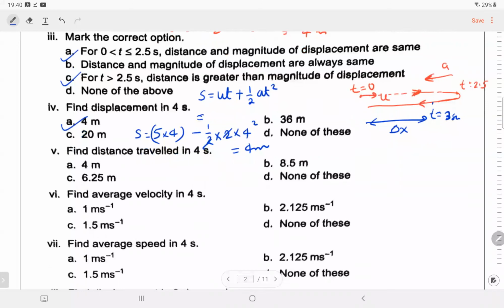Distance traveled in 4 seconds. Sir, this will also be 4 meter, sir. No beta, distance is the same as displacement only when we calculate between 0 and 2.5. Now at 2.5 the direction has changed. So 0 to 2.5 it is moving in one direction, and 2.5 to 4 it is going in the opposite direction. So for 0 to 2.5 we cover in the forward direction, and for the opposite direction its initial velocity will be taken as 0.